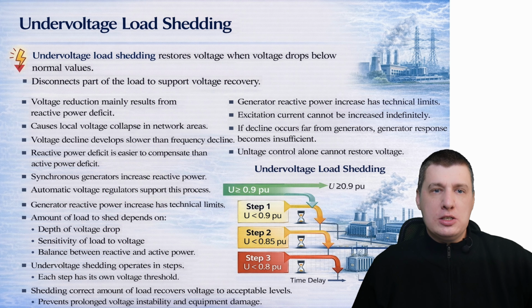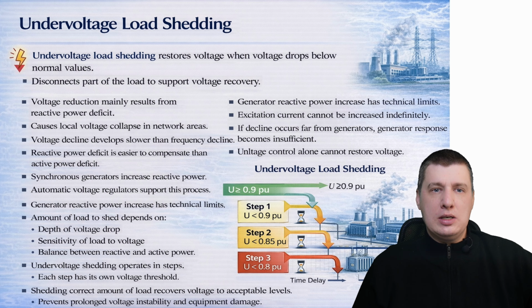Under-voltage load shedding restores voltage when the voltage drops below normal values. The protection disconnects part of the load to support voltage recovery. Voltage reduction results mainly from reactive power deficit. This deficit causes local voltage collapse in the network areas. Voltage decline develops slower than the frequency decline. It causes less immediate disturbance of the overall system. Reactive power deficit is easier to compensate than active power deficit.